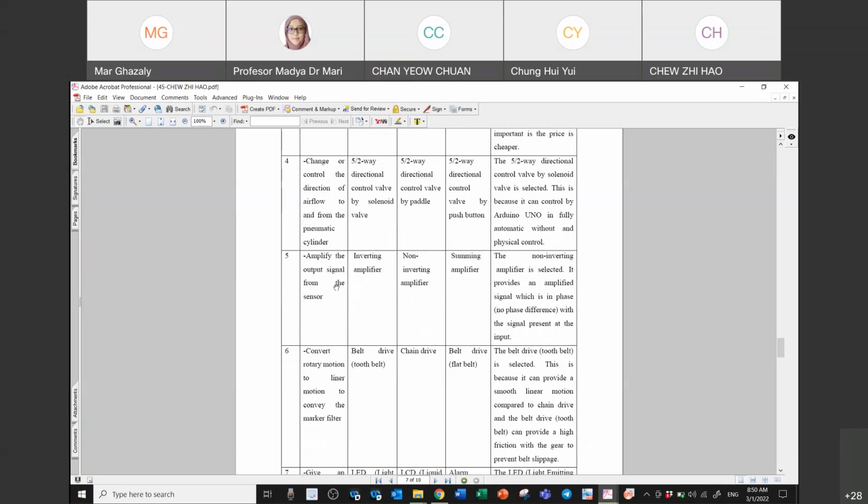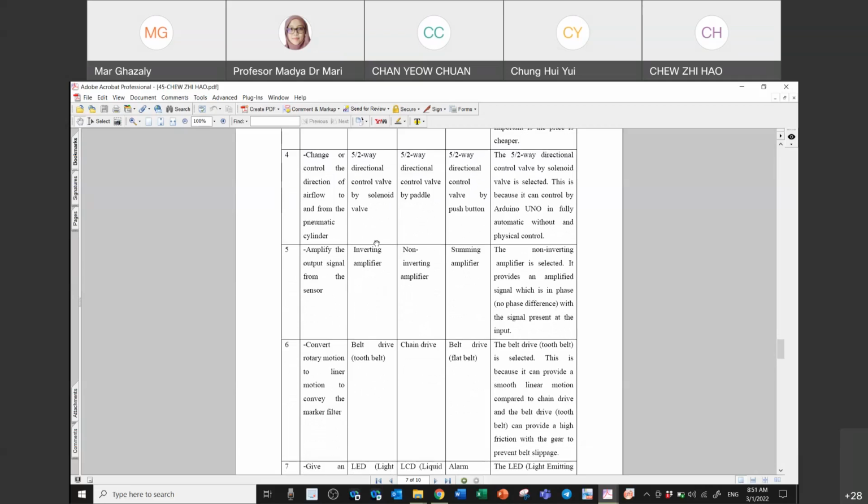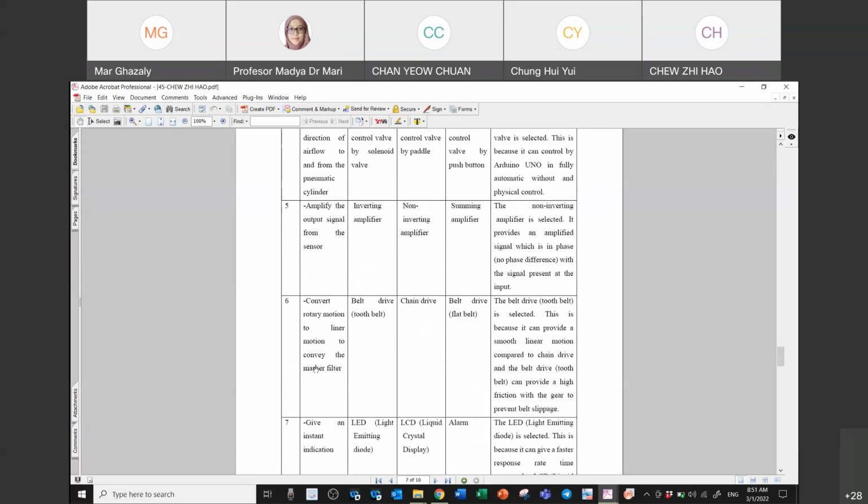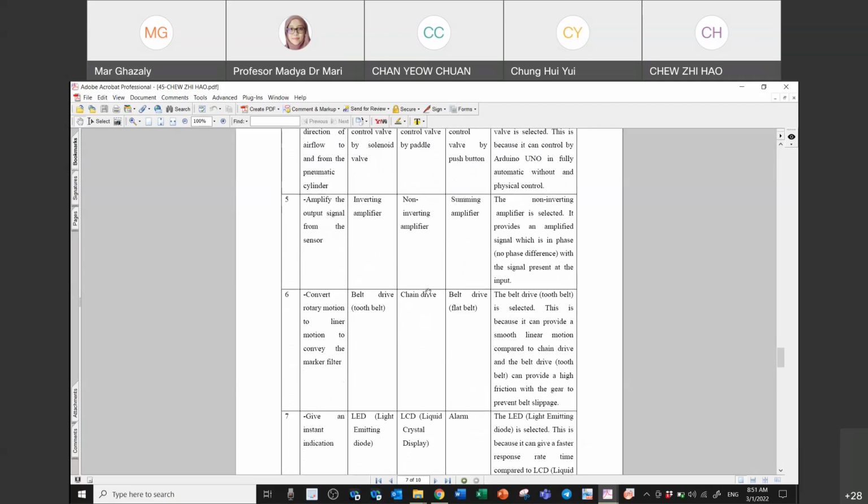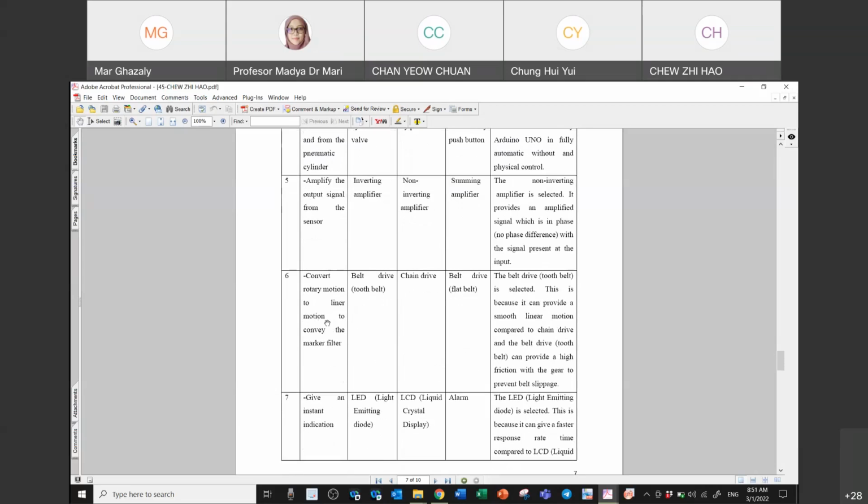Number 5, amplify the output signal from the sensor. This one is okay, inverting linear and so on. Convert rotary motion to linear motion. I'm not saying this is okay. I'm saying that you list out the different types of category of sensor. It's okay. Convert rotary motion to linear, belt drive, chain drive.